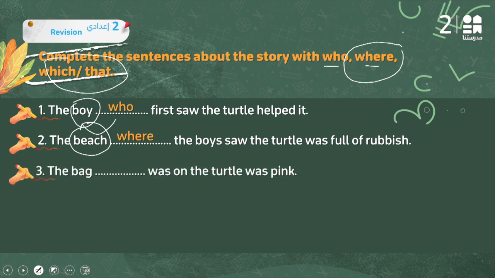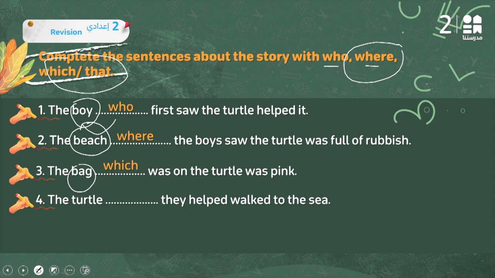Number 3, the bag. Bag is an object, a non-living thing. The bag, space, was on the turtle was pink. So which one shall I add here? I can add two, by the way. I can either add which or that. Both are correct. The bag which was on the turtle or the bag that was on the turtle. Both are correct.